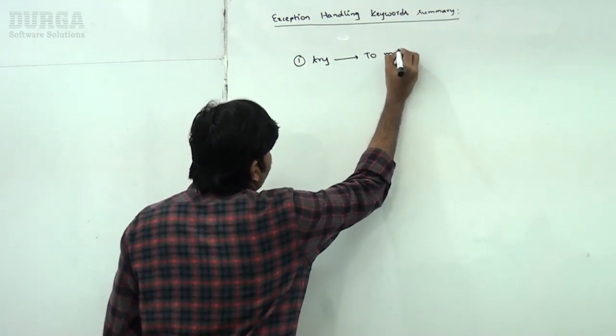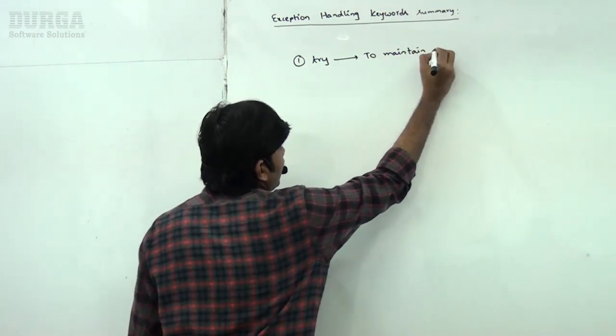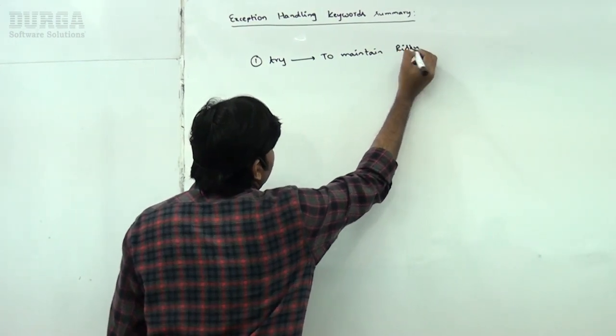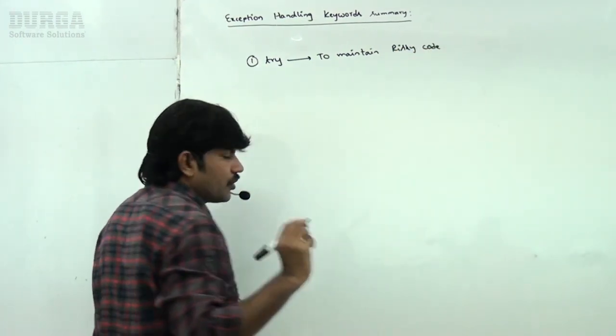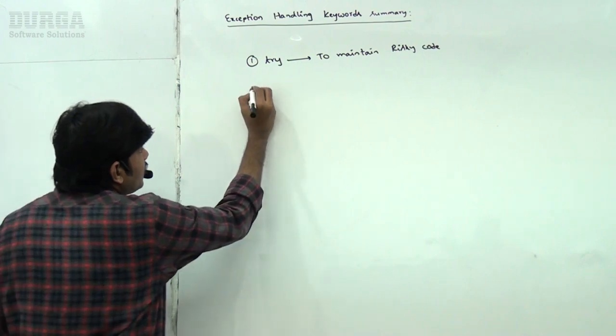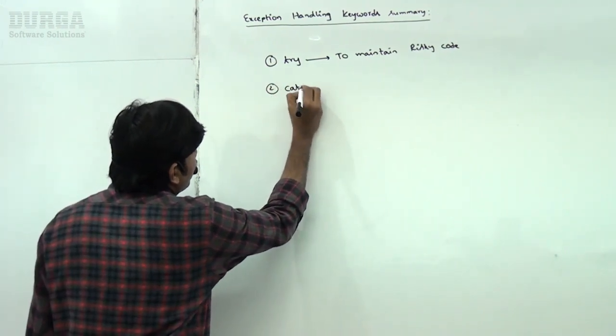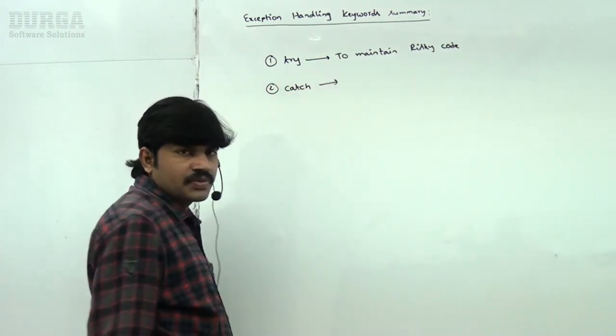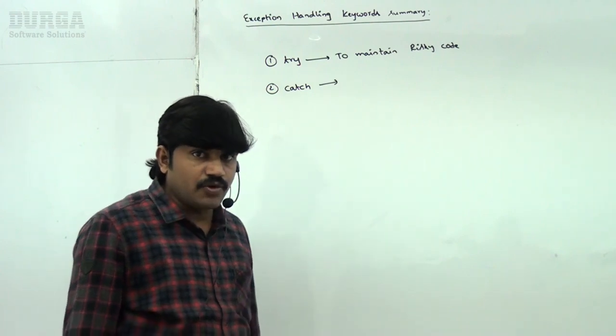To maintain risky code, we have to use a try block. Now, sir, what is the second keyword? Catch, sir. Catch block. Are you getting catch block? Catch is a keyword, catch block.